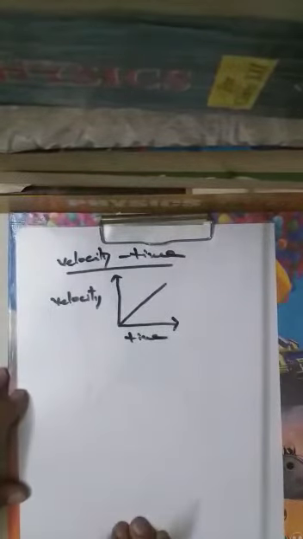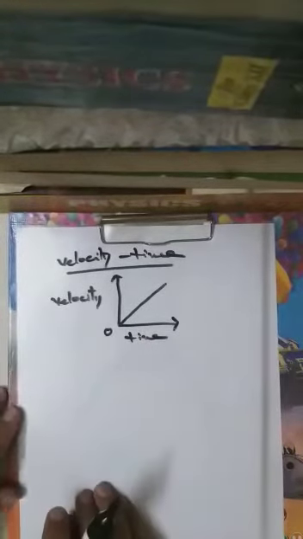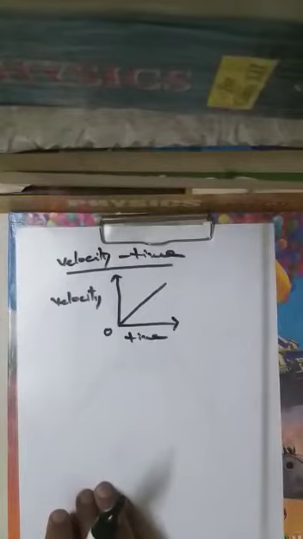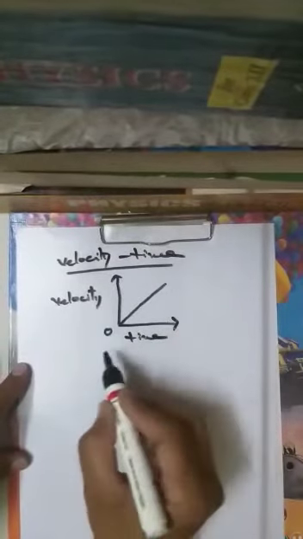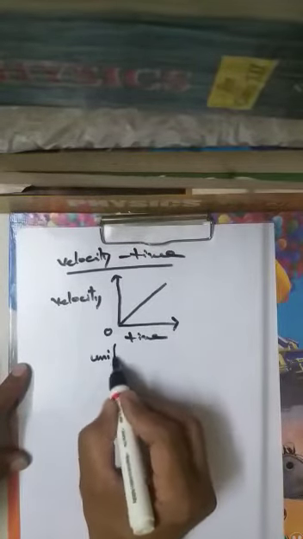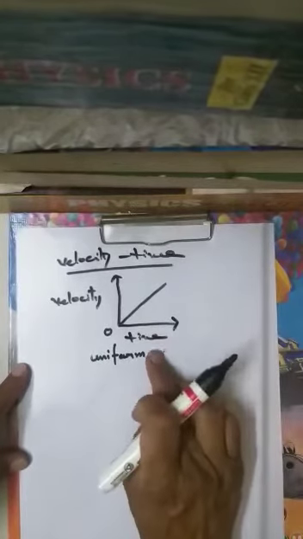The graph is a straight line starting from the origin O. This represents a body moving with uniform acceleration. Body moves with uniform acceleration. This represents uniform acceleration.